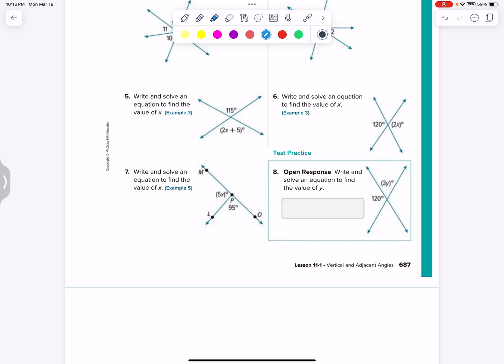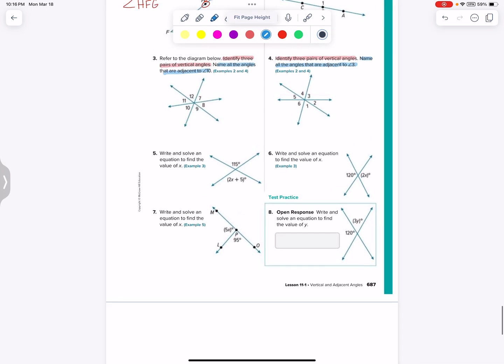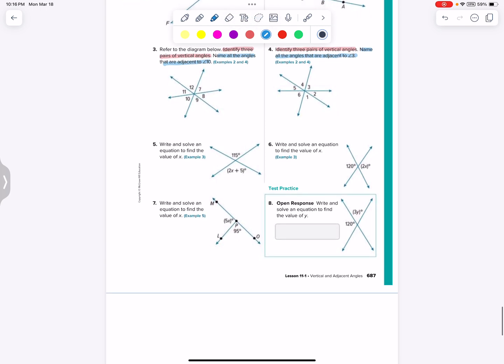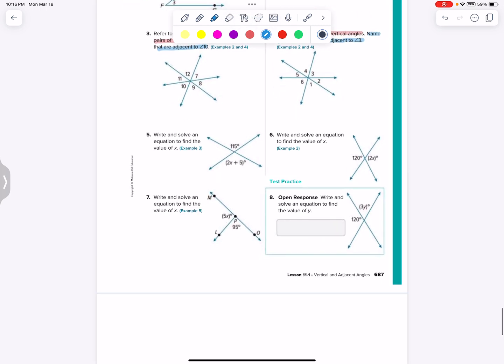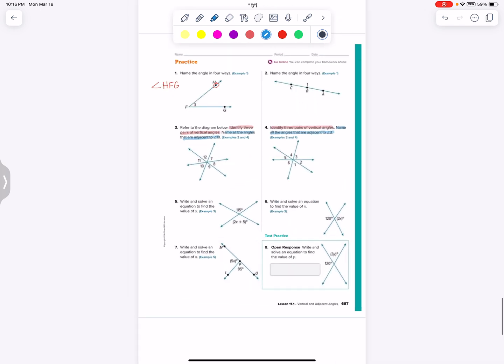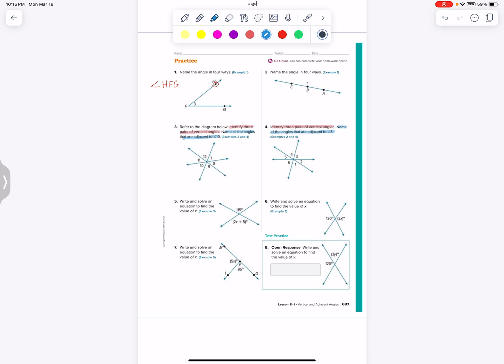5, 6, 7, and 8 are going to be you writing equations to solve for x, okay? And so look back at the examples if you need help with that, but I do want you to tackle all these on your own. All right, good luck and have fun solving the puzzles.